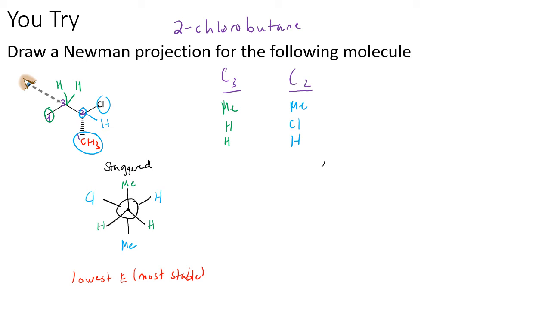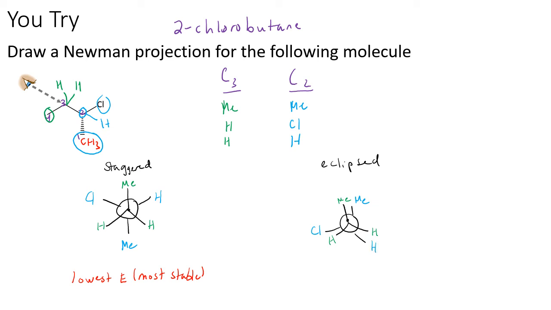Next, let's draw our eclipsed. So starting off the same here, we're going to put the back ones right next to the front ones. We can put our front ones in the exact same spot to start with: methyl, hydrogen, hydrogen. And now for the groups coming off of our back carbon, our methyl is going to go next to our other methyl. There's going to be a chloro-hydrogen interaction, and then there's going to be a hydrogen-hydrogen interaction.